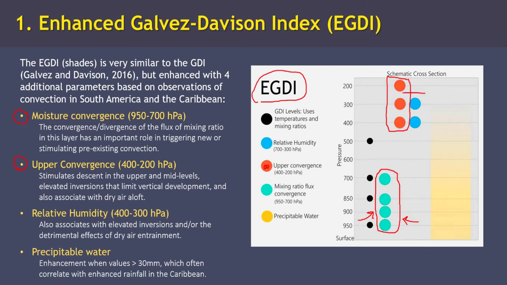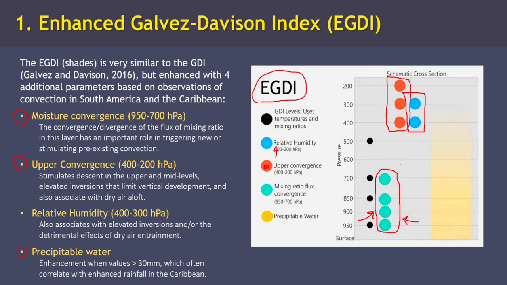And then finally, we also added relative humidity in this layer. This is not 700, this is 400 to 300. And that also helps us visualize whenever you have an elevated inversion. And those elevated inversions can have an impact on convection. And that is very common in Western tropical South America, especially when you have westerly flow, when you have a subequatorial upper jet that enters the continent, that will tend to induce these elevated inversions and limit convection, among other things. And then finally, we have a precipitable water enhancement.